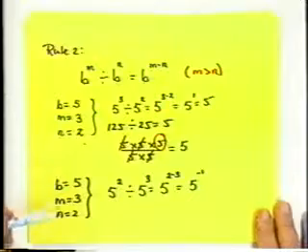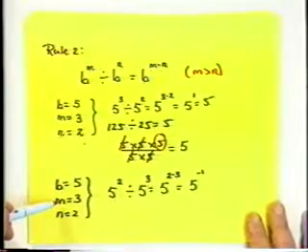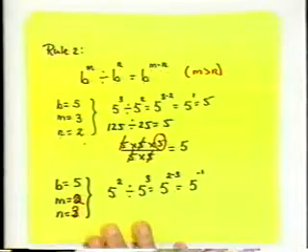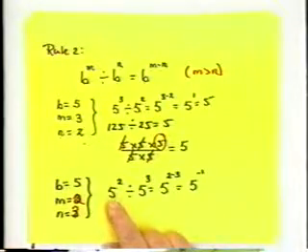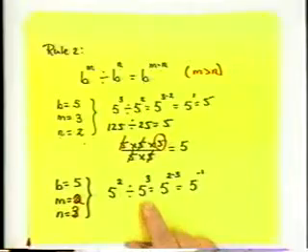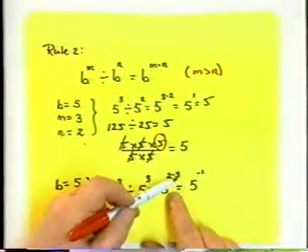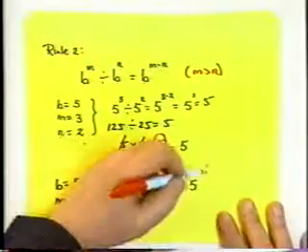Now, by the way, this worked okay if m was bigger than n. But suppose now m is 2 and n is 3. This would say what? 5 to the 2nd power divided by 5 to the 3rd power is equal to 5 to the 2 minus 3 power. 2 minus 3 is negative 1.